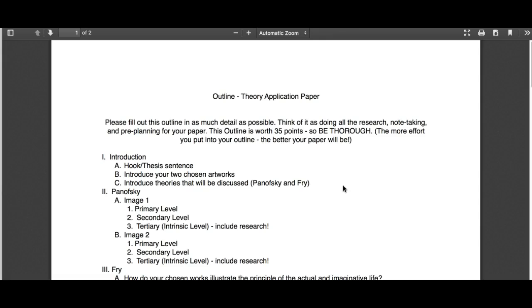So I want a good introduction, a good hook thesis sentence, really pull your reader in here. Introduce your 2 chosen artworks. And this is just, that you're going to be talking about Van Gogh's Sunflowers, and you're going to be talking about whatever else. Introduce your artworks. Like, you don't need to write out the full citation. You don't need to give a biography on the artist. This is just a brief paragraph here. And then introduce the theories that will be discussed, so Panofsky and Fry.